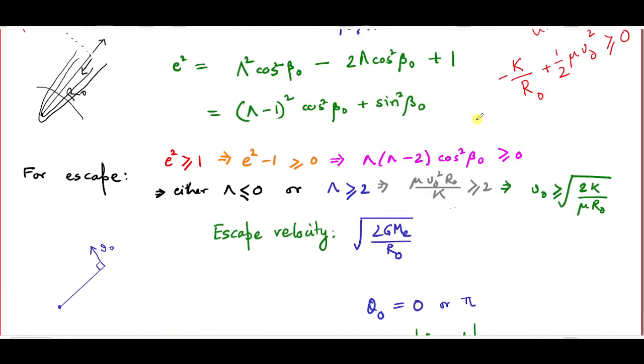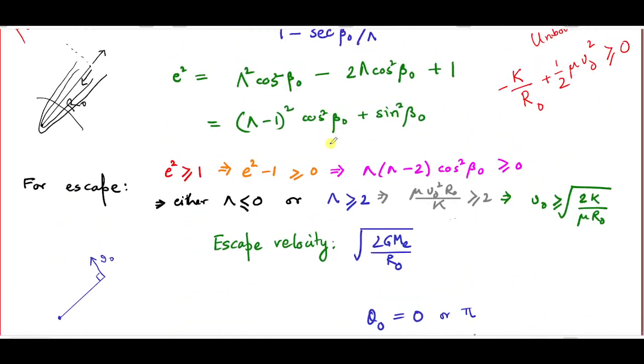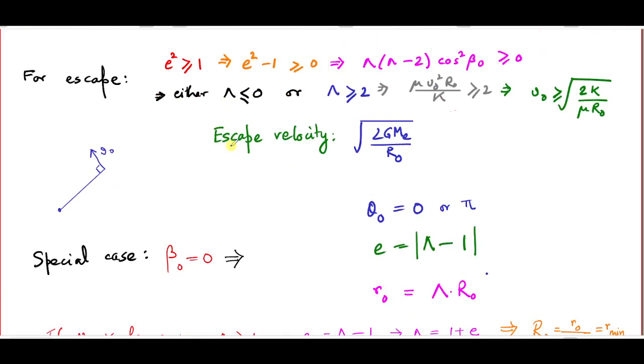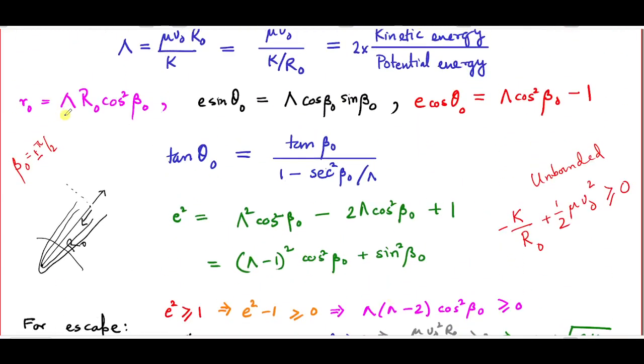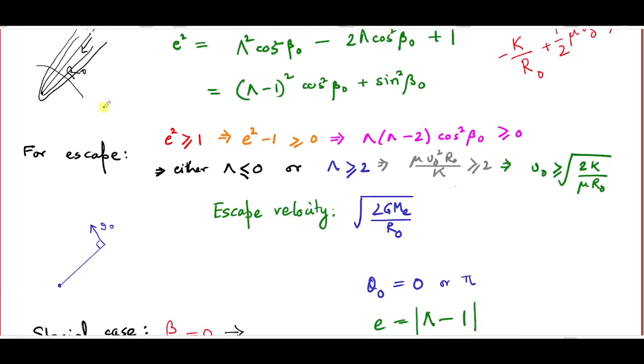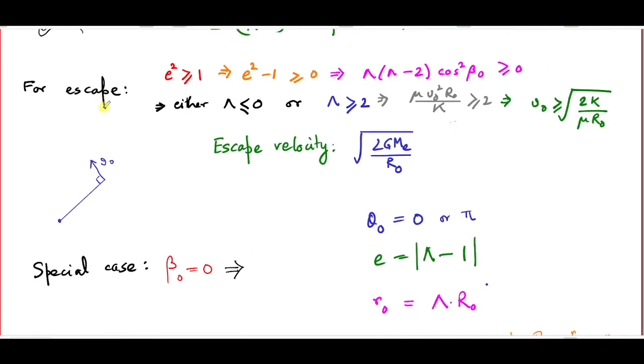E here for beta 0 equal to 0 simply becomes square root of lambda minus 1 whole square, and that means that E, since it's a positive number, has to be the modulus of lambda minus 1, and small r0 from the formula that we have simply ends up with capital lambda times r0. Now let us try to understand the two cases that we are seeing here.